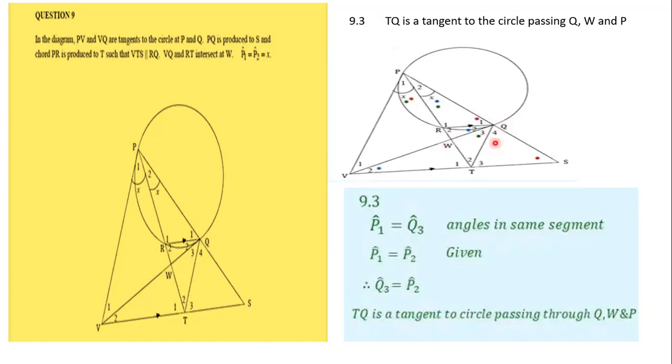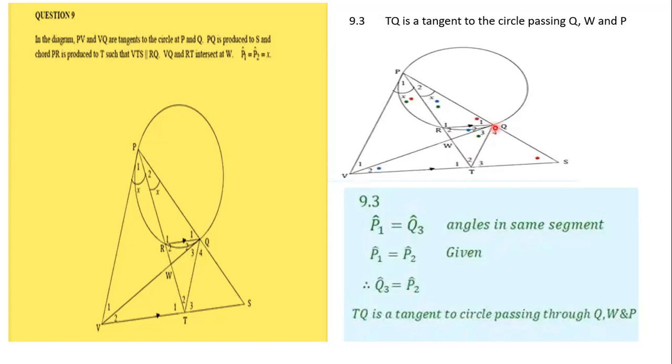So you have to prove that TQ is a tangent to the circle passing through Q, W, and P. So the circle is just an imaginary circle. One will say, why is there a circle? It's an imaginary one. So how do we solve that? They say angle P1 is equal to Q3, right? Where's our Q3? There is our Q3.